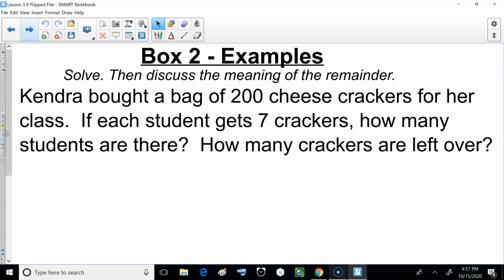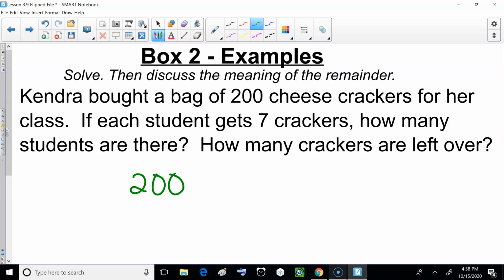So I'm picturing Kendra bought a bag of 200 cheese crackers for her class. So we have 200 cheese crackers. If each student gets 7 crackers, all right, so we divide them up. We have 7 crackers for each kid. How many students are there? Well, let's find out. 7 can't go into 2, 7 can go into 20, so start right there. That would be a 2. 2 times 7 is 14. So 20 minus 14 is 6. Bring down the 0 because 6 is less than 7.